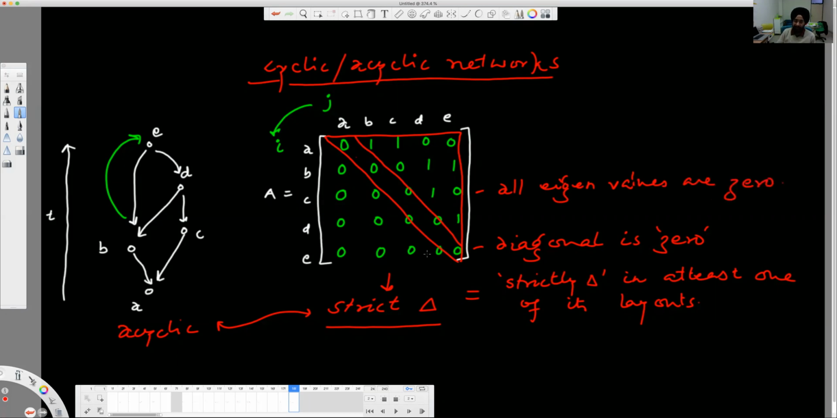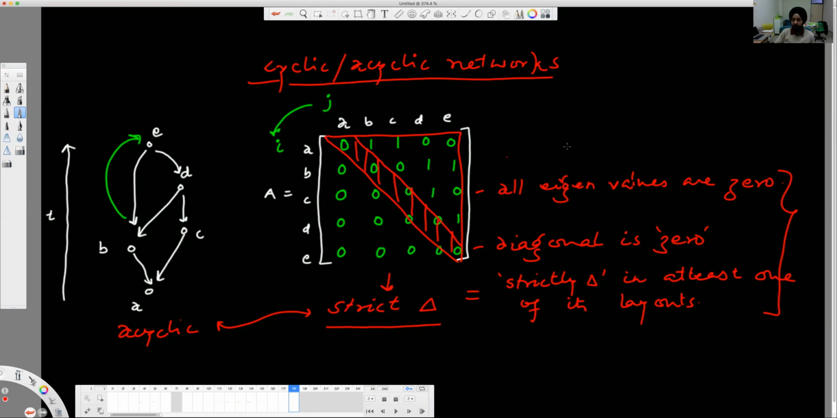It's a strictly triangular matrix, so this is self-evident. You see this is all 0, right? So it is strictly triangular, and for a triangular matrix, the diagonal represents the eigenvalues, and if those are 0, I can say that for an acyclic network, these 3 properties are true, right? All eigenvalues are 0. Now, what do you think?